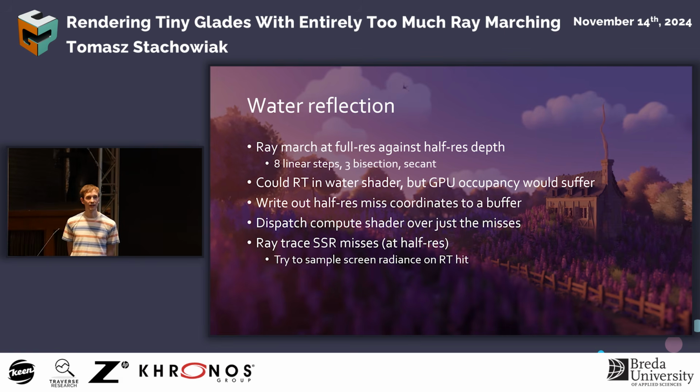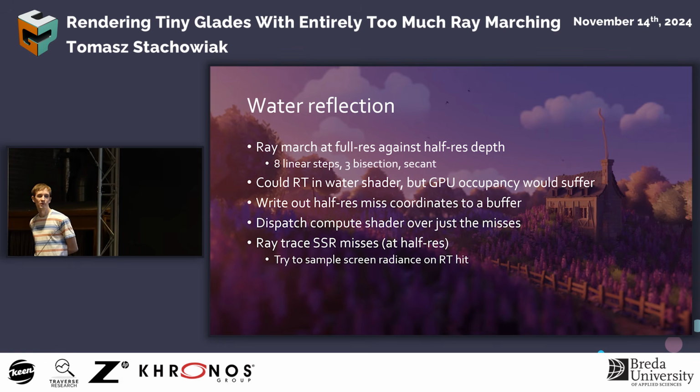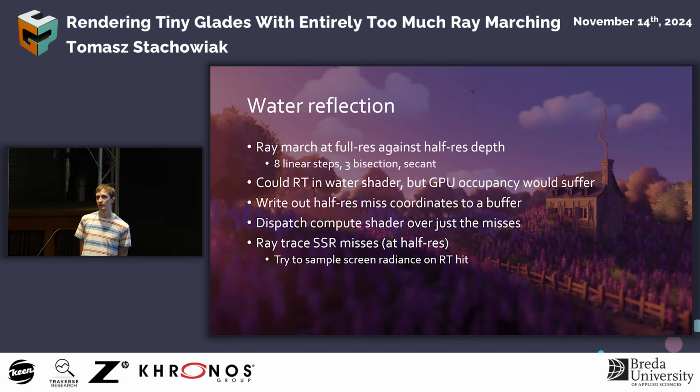And to do it fairly efficiently, we start with a pretty cheap ray march with just 8 steps of linear marching combined with 3 bisection steps and 1 secant operation. And then in theory, if we have a miss, we could ray trace in the same shader, but that would throw all of the occupancy of the GPU out the window because you could end up with a random collection of rays which missed and which succeeded. And we also want to ray trace at half resolution as opposed to the ray march, which is full resolution. So we write out the misses to a separate buffer, and we essentially compact them and do a separate dispatch over just those misses to ray trace it at half res.